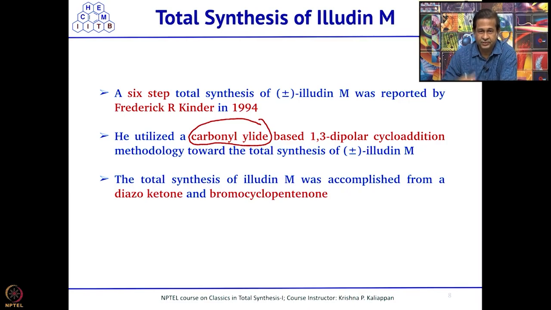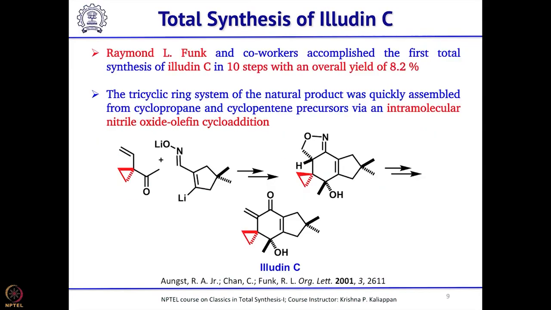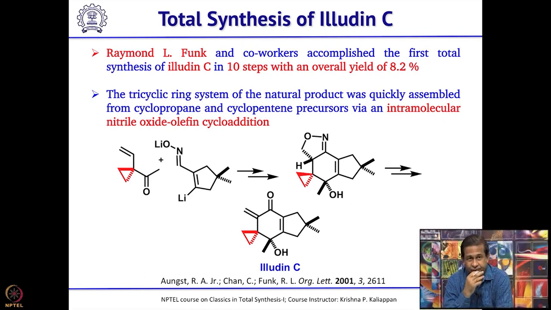Of course, the carbonyl ylides are normally made from diazoketone. I will come back to that, how carbonyl ylides are made and what is 1,3 dipolar cycloaddition, before we actually move to the total synthesis. The other natural product which we will discuss under 3-membered ring is illudin C. This was reported 20 years ago by Raymond Fang, and he took about 10 steps, with a high overall yield of 8.2% to make this compound.